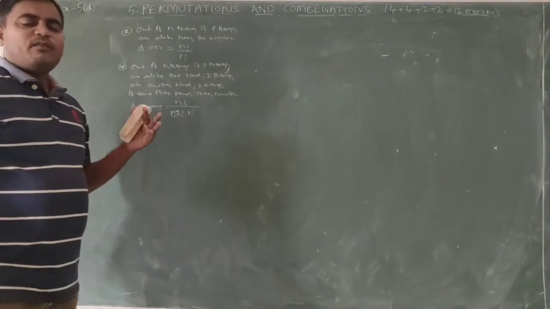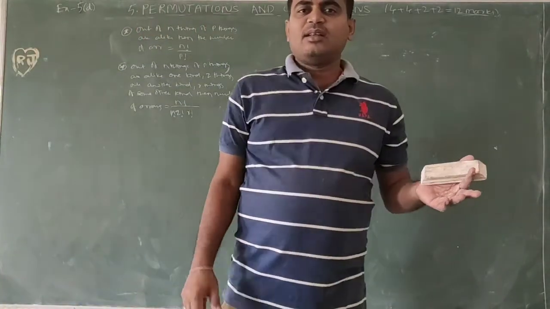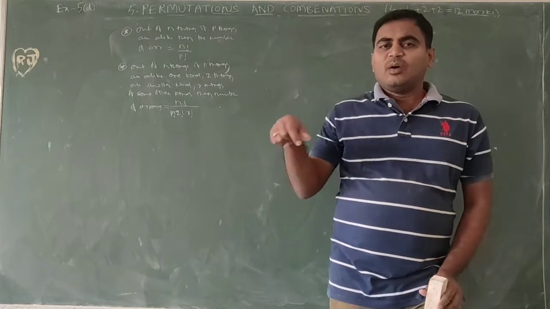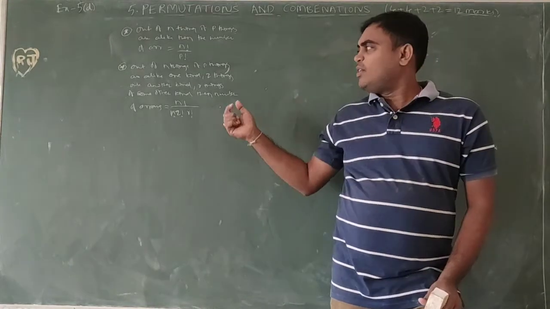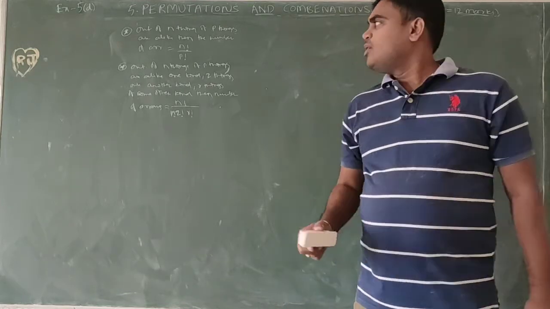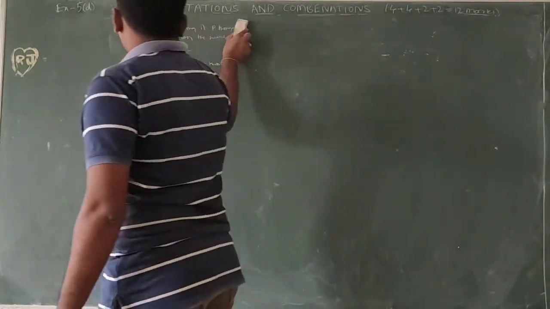So if one thing occurred p times and another thing occurred q times, then overall it is n factorial by p factorial into q factorial. So this is the property. Now we will do some problems.